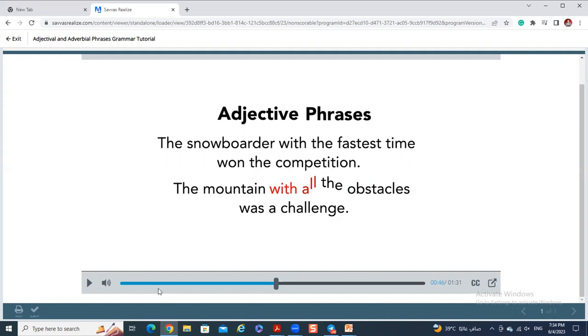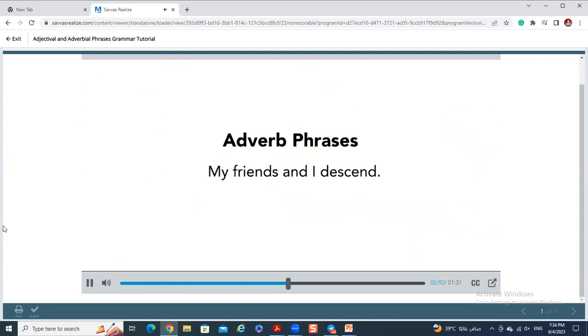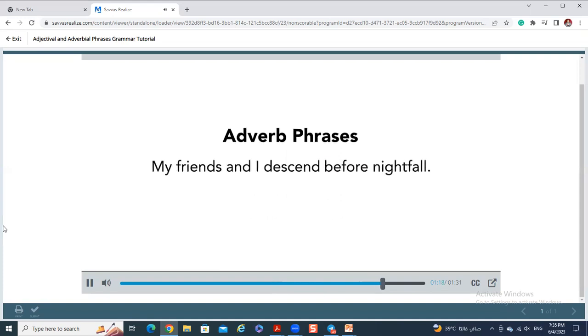Some prepositional phrases function as adverbs by modifying a verb. For example, the sentence, "My friends and I descend," isn't very descriptive. An adverb phrase used to describe the verb descend would help. "My friends and I descend before nightfall." Adverb phrases describe where, when, in what way, or to what extent something happened, like doing a snowboarding run. The adverb phrase "before nightfall" describes when my friends and I descend.